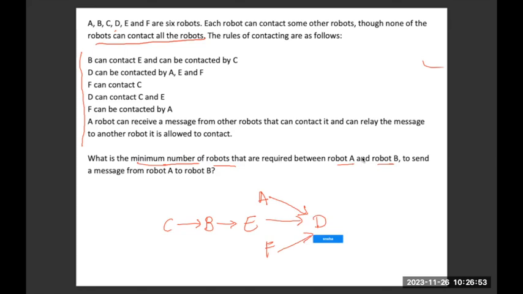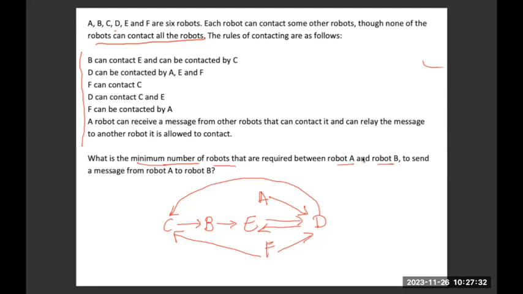F can contact C. D can contact C and E. D can contact C. One second, D's another loop will come. D can contact C and D can contact E. So this is a two-way loop. F can be contacted by A.